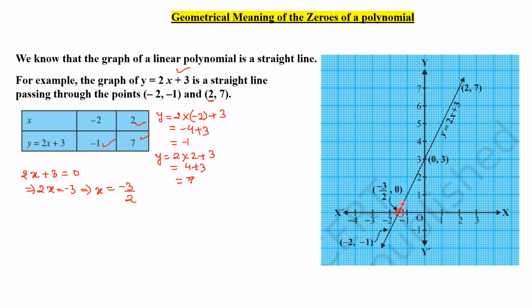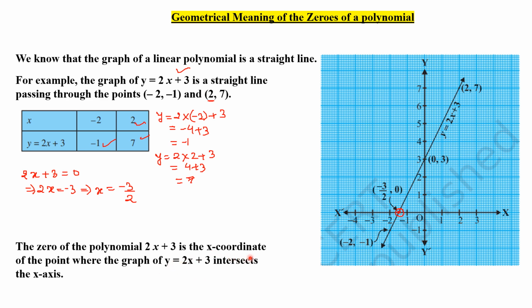So from here you can conclude that the zero of a polynomial is the x coordinate of the point where the graph intersects the x-axis. You can see this graph is intersecting the x-axis at this point, isn't it? Don't get confused, this is the y-axis intersection point. The x-axis, it is intersecting at this point, and this point is (-3/2, 0), isn't it? So we can say that the zero of the polynomial is where the graph intersects the x-axis. That you can see from here.